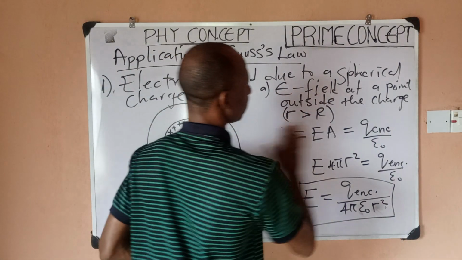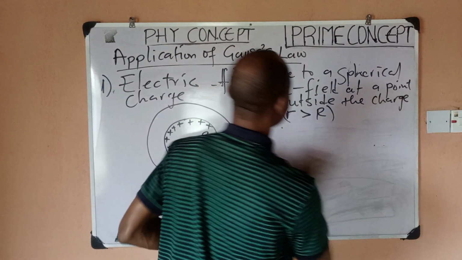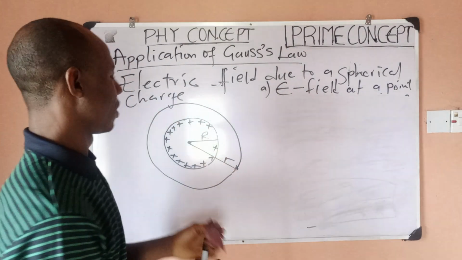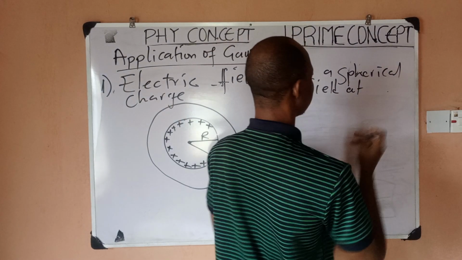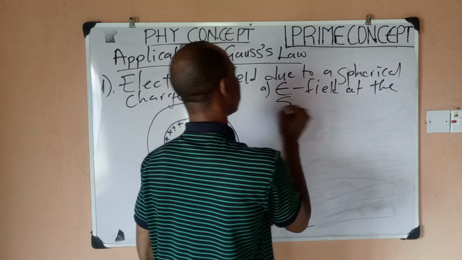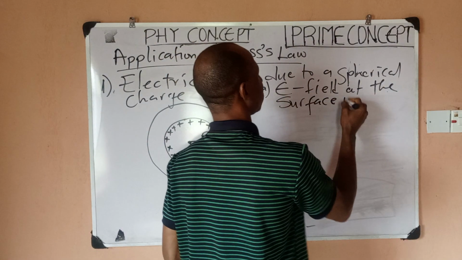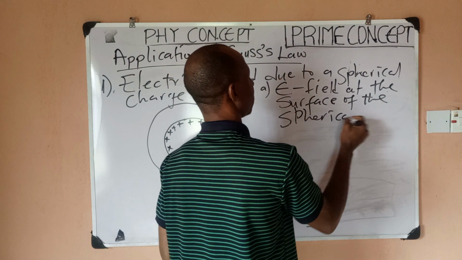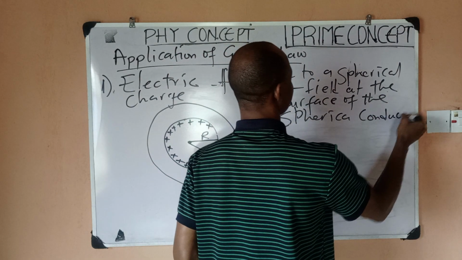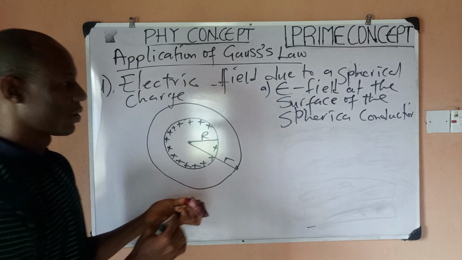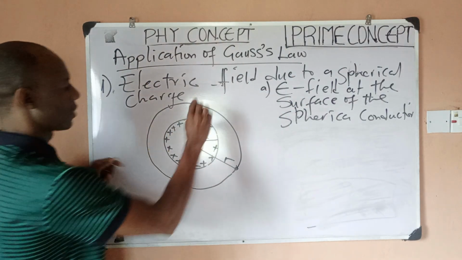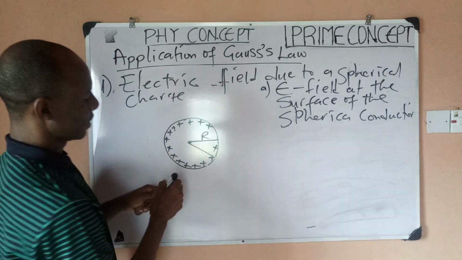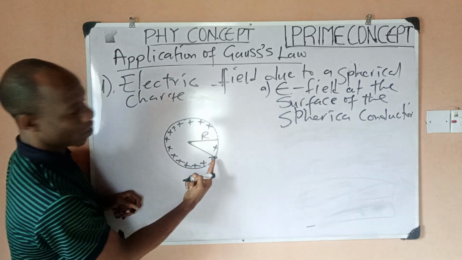Now, we want to look at the electric field at the surface of the spherical conductor or spherical charge. So we want to look at the surface now. In this case, we are considering the electric field at a point on the surface.